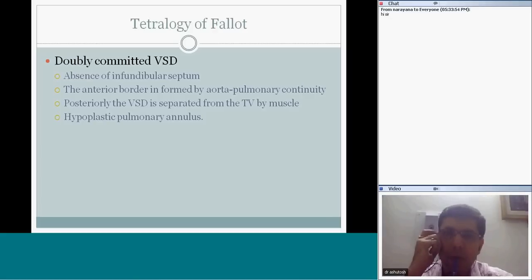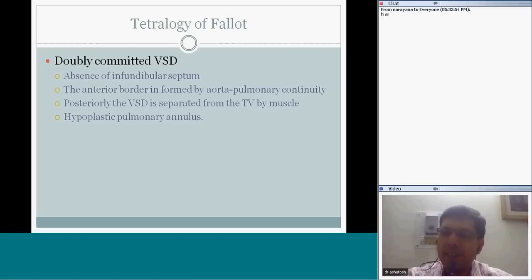A doubly committed VSD, what is different about this VSD? There is absence of the infundibular septum. So if you say tetralogy in the true sense, there is no infundibulum, so there is no infundibular obstruction. The entire obstruction here is by the hypoplastic pulmonary annulus and the pulmonary valve, and there is a continuity between the pulmonary and the aortic valve.